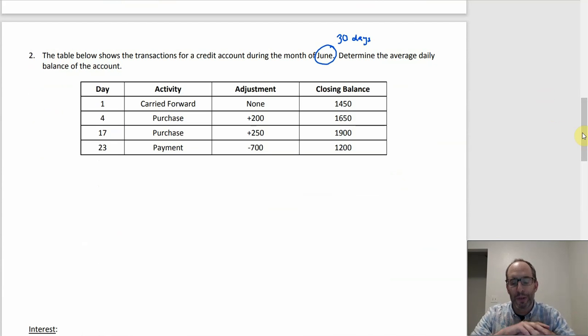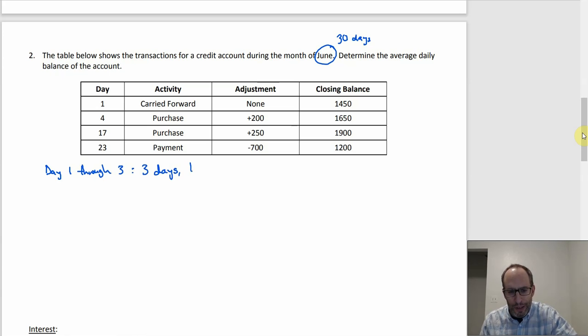But there's the carried forward amount of $14.50 from the end of May. Then there's a $200 purchase, which makes the balance go up. Then a $250 purchase, which also makes the balance go up. And then a $700 payment. Okay, so the first thing is, if that first transaction happens on day 4, then on day 1 through 3, so everything before day 4, that's 3 days, and the balance is $14.50.